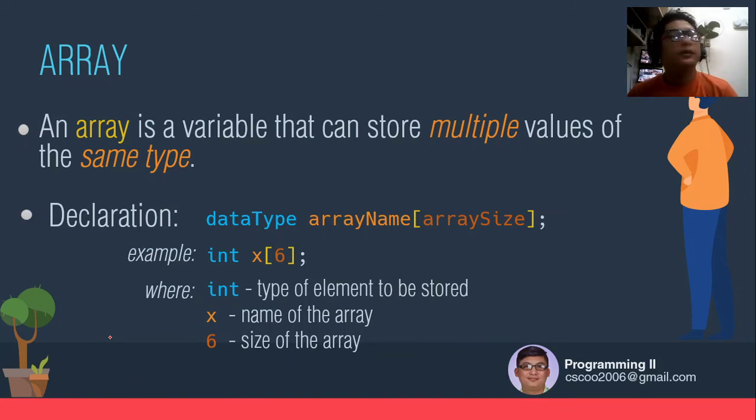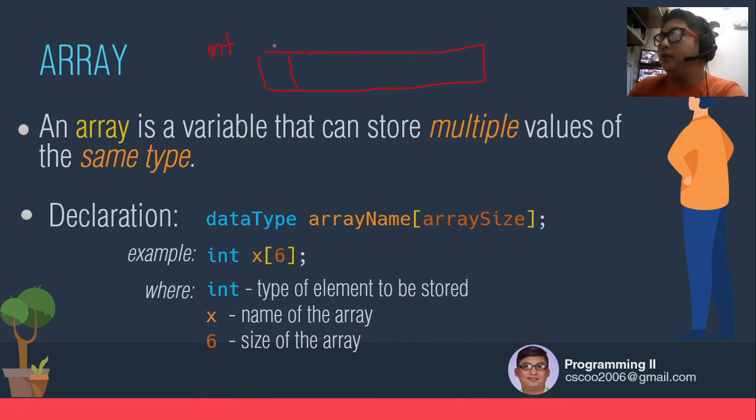I guess some of you are familiar with this one because of the previous subject. So what is an array? An array, this is actually what in programming we call an array. An array is a variable that stores multiple values of the same type, which means it's like a compartment, and isang type lang or single data type ang kaya niyang i-handle.